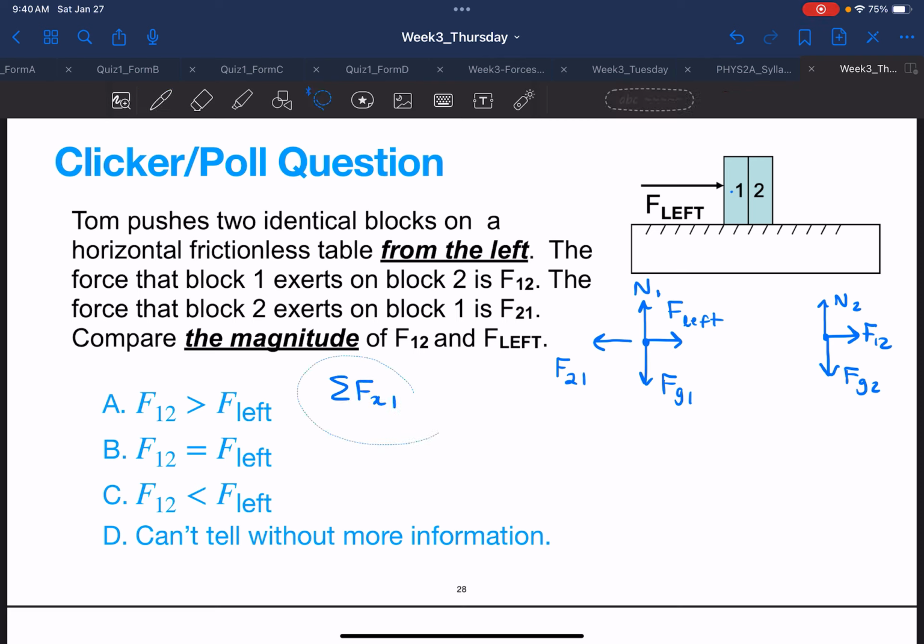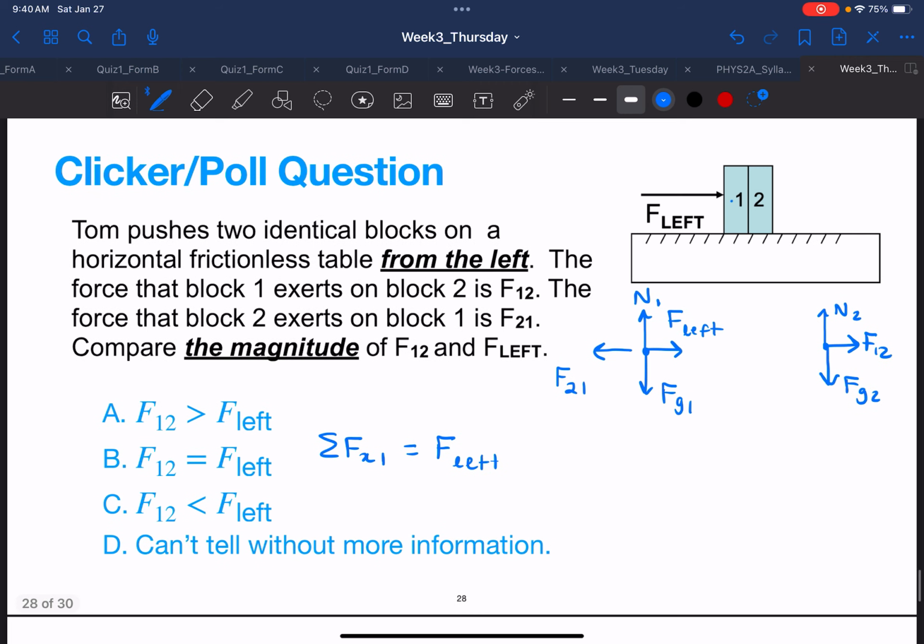When we do that, we have two forces. We basically have F left going to the right, and then we have minus F21 pushing back from block 2. And finally, these blocks are being pushed across the ground with some acceleration. So this is equal to some ma, where m is the mass of block 1. So F left minus F21 equals ma.